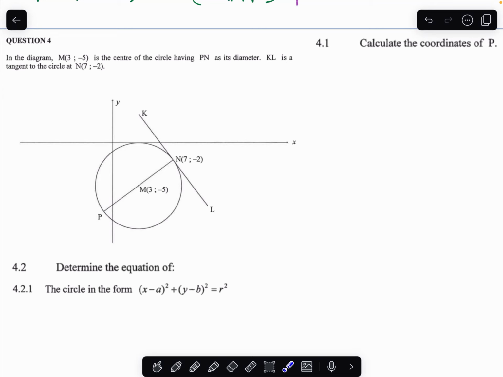Okay. So we know that PN is a diameter, right? Meaning it's one nice straight line. It's not like clump, clump, clump, clump. One straight line where M is right at the middle of that line. M is the center of the circle, M is the center of the diameter. So this is the midpoint of the line segment PN. So we can then work backwards to figure out what P is. So we know that M is the rather well named midpoint of PN.